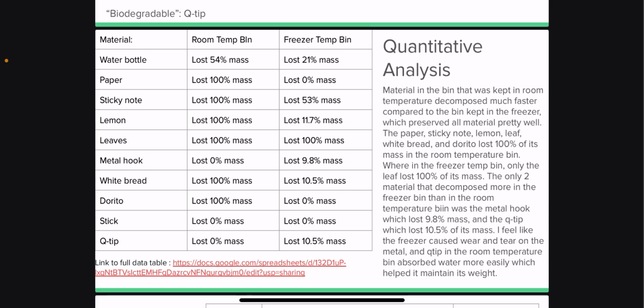I do feel that because the metal hook was kept in cold temperatures, it caused wear and tear. And with the Q-tip that was kept in the room temperature bin, it absorbed water more easily, which I think helped maintain its weight.